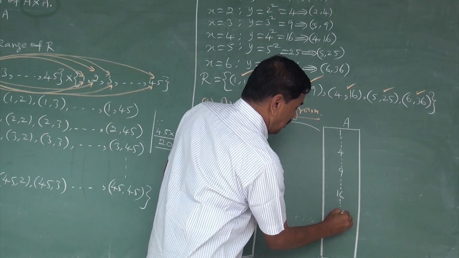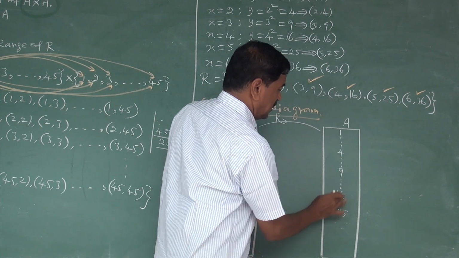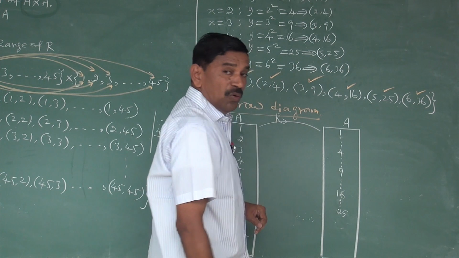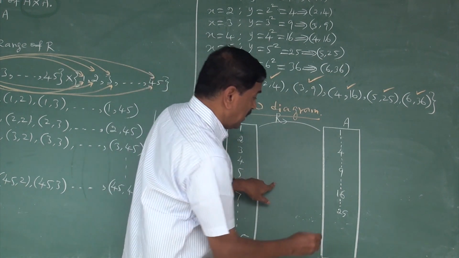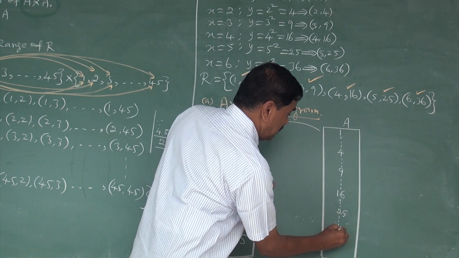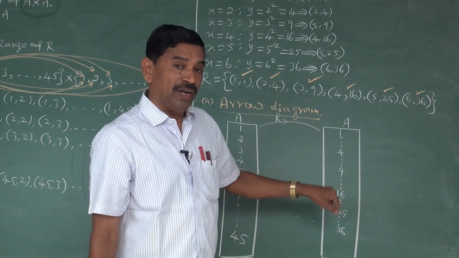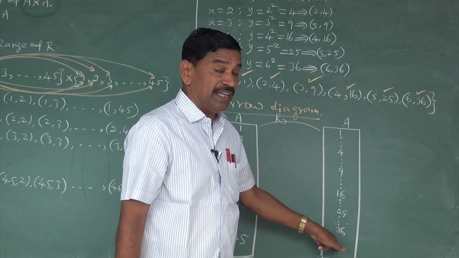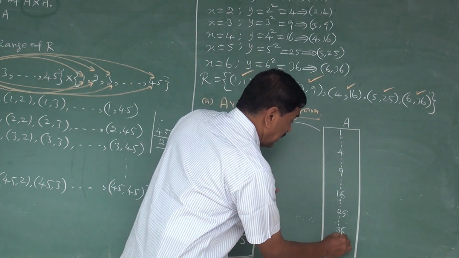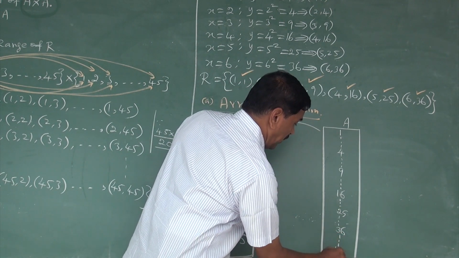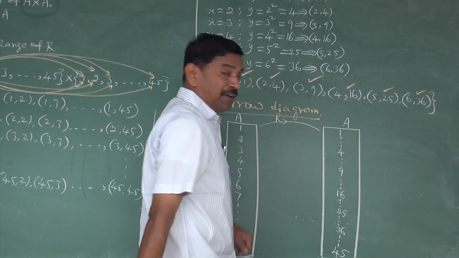Next, 6 square equals 36, so 36. Next, 7 square equals 49, but 49 is not present in set A. So after 36, etc., you write 45. So the last element is 45.